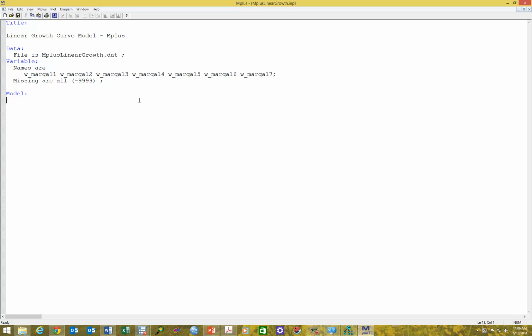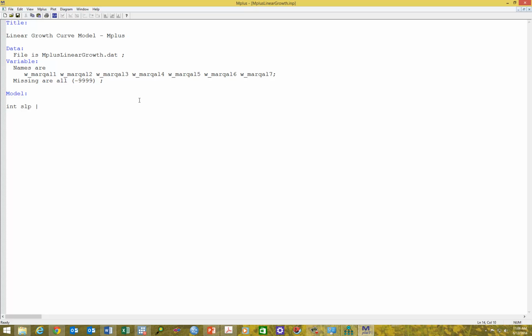Now, MPlus probably has the simplest way of fitting a latent variable growth curve model of any statistical package that I know of. All it is is some built-in recognized commands for this. So what I'm first going to do is specify 2 latent variables, and I'm going to call them int and SLP for intercept and slope. And then I put a bar here.